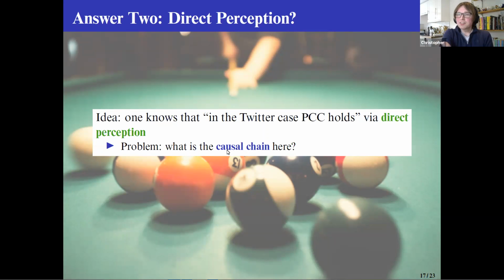But in this instance, it's just a mystery to me what that causal chain could be. How is the fact that, in the Twitter case, the principle of the common cause holds going to travel via a causal chain to your senses? I can't think of anything. So for me, this suggestion doesn't work.